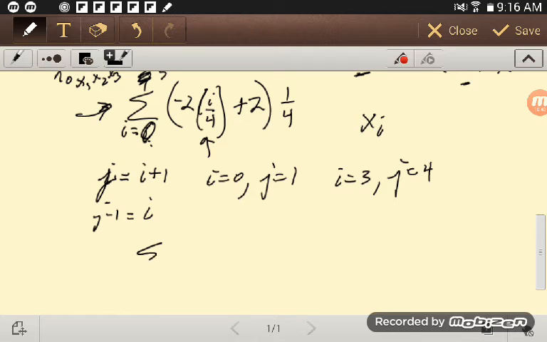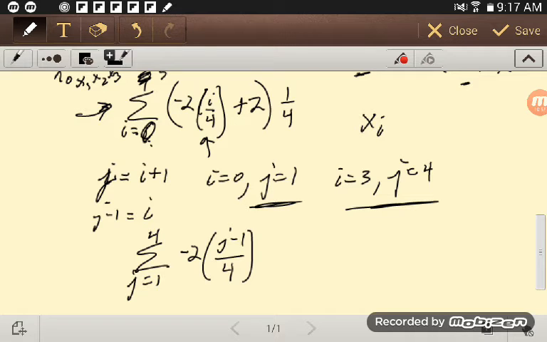So I could make that a sum from j equals 1 to 4, and I got that from doing these. And then minus 2, and I make my substitution, j minus 1 over 4, plus 2, and then all times 1 over 4. Okay, so either of these describes that upper bound. The area is there. Actually, again, I like that one better.